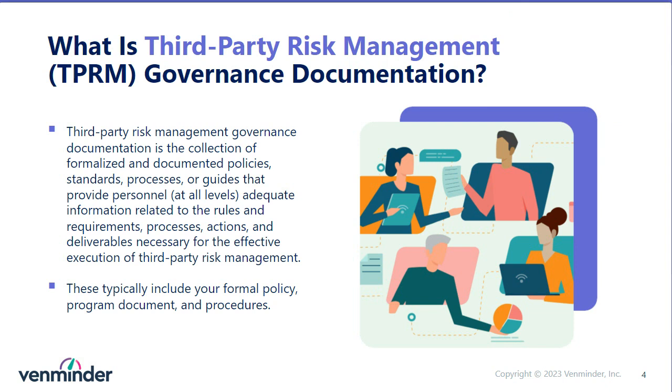So what are governance documents? Well, basically, these are the documents that we put together and formalize as part of the third-party risk management program. And this includes the policy, a program document, or your operating standards, and all your procedures. And these documents really are meant to provide guidance and information at all levels of the organization, and they clearly spell out all the rules and requirements necessary for effective third-party risk management at your organization.